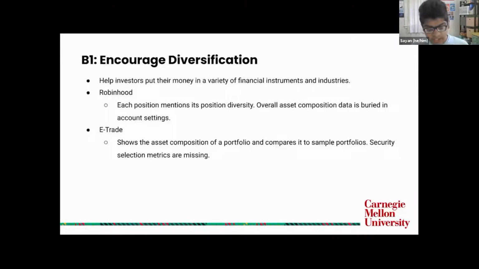Another guideline we had was encourage diversification, B1. Help investors put their money in a variety of financial instruments and industries. So on Robinhood, each position mentions its portfolio diversity and overall asset composition associated with it. But the overall split of a portfolio needs to be found in a setting that's buried deep in the account settings. On E-Trade, though, it shows the asset composition of a portfolio front and center. And it also compares the asset composition of your portfolio against sample portfolios. Unfortunately, security selection metrics are missing on E-Trade.